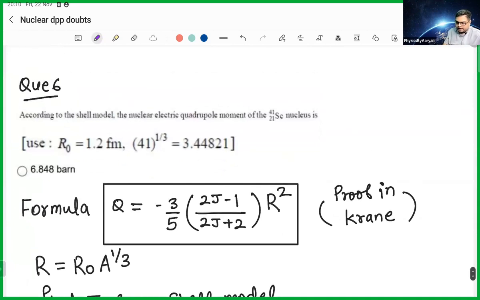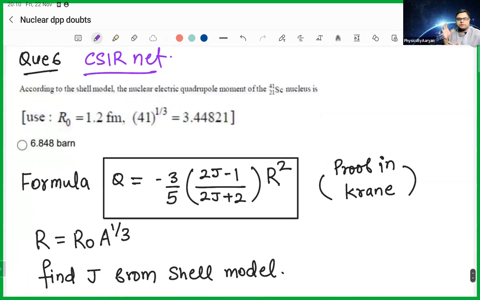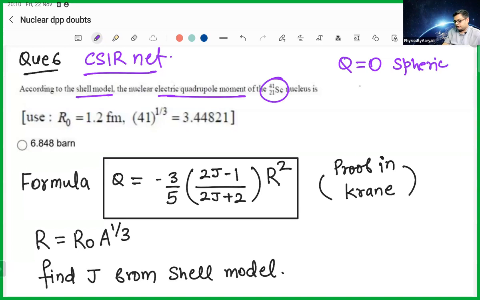This has never been asked in CSIR NET, but I felt maybe this could be asked. There is only one formula that will be useful for this, and the proof of this formula is given in Krane's book. The question is that according to the shell model, we need to use the shell model for this nucleus and find the electrical quadrupole moment. The electrical quadrupole moment tells us whether the shape of the nucleus is spherical or not. If the shape is spherical, then the quadrupole moment will be 0. But if it is not spherical, then it is not 0.